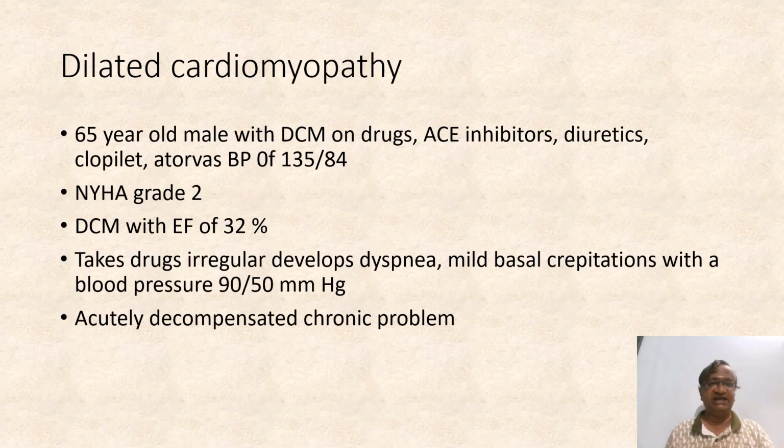Now we have a third scenario. A dilated cardiomyopathy patient on ACE inhibitor, diuretic, atorvastatin, NYHA 2, EF of 32. Now he doesn't take drugs regularly, and there are mild basal crepitations with BP of 90/60. Now, this is a chronic problem, acutely decompensated, because in a chronic problem your sympathetics will be exhausted. So you need a drug which overcomes your cAMP, all these things. So the drug of choice may be levosimendan.